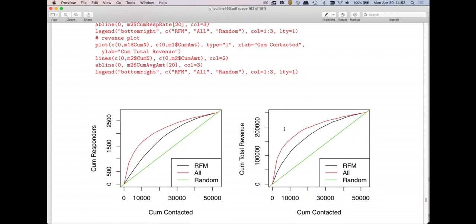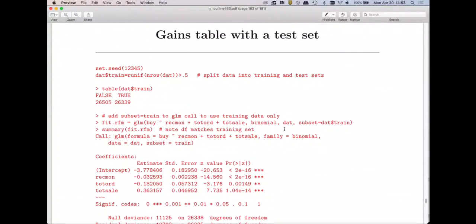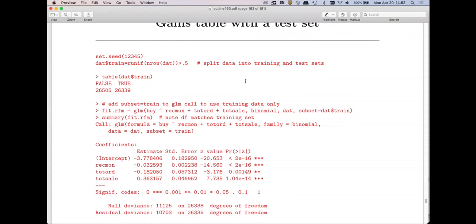Now, before I close, I want to mention a couple things. The first thing is we really should be doing this on a test set. Just as I gave you a lecture earlier this week about how RMSE or classification rates or AUC, any of those other metrics that are computed on the training data tend to be optimistic, we have exactly the same problem with gains tables. So how could we generate an honest gains table?